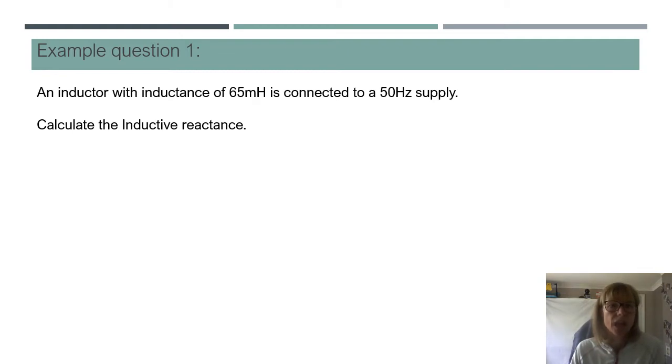So our question: an inductor with inductance of 65 millihenries is connected to a 50 Hertz supply. Calculate the inductive reactance. So instantly you need to think XL, that equation. I've sorted out 4 steps that you need to follow with all of these questions, and I think it's going to help you on how to approach them. Some of them have lots of stages to them, and it can be a bit confusing as to what to do first. So step 1, we identify the equation that's needed.